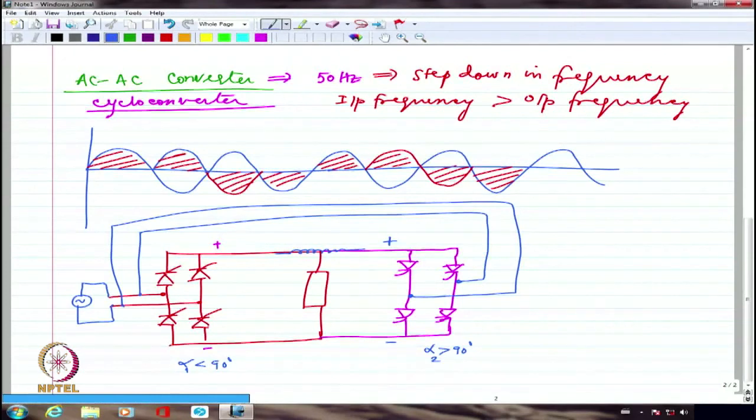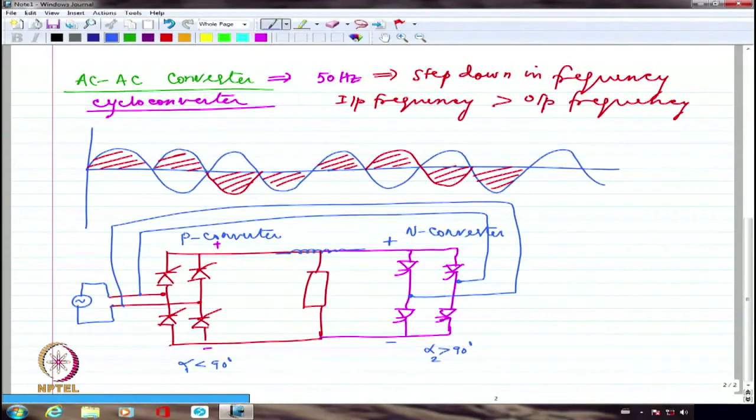But in this case, in cycloconverter case, if I may call this as the negative side converter, which is N converter, I may call this as positive side converter or P converter. I will make P converter work for a distinct number of half cycles. I will make the N converter work for a distinct number of half cycles. Both of them will not work simultaneously. They will not work simultaneously. And each of them functions as a rectifier in its own right.